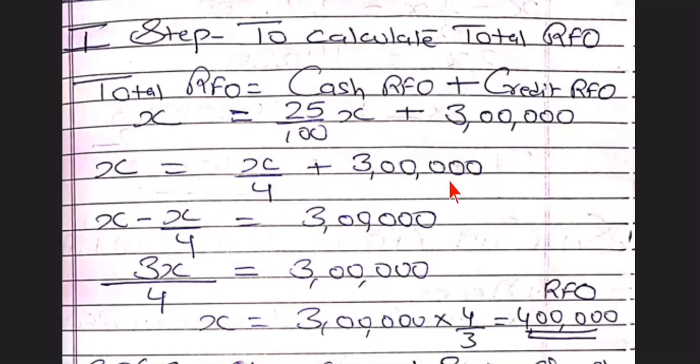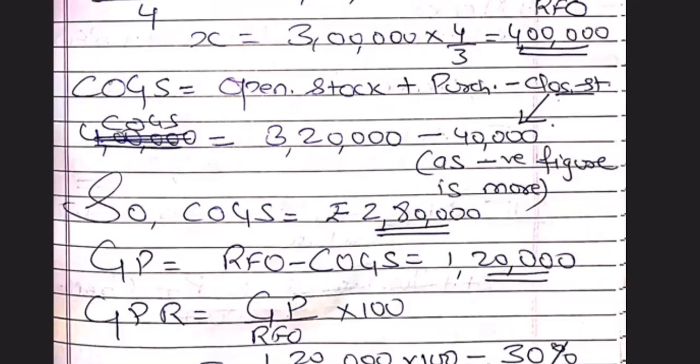So now solving this equation, we will calculate what? The value of RFO, that is 4 lakh. So the value of RFO comes to be rupees 4 lakh. Fine. So then again see this. By putting the formula of total RFO, cash plus credit, we have calculated, and cash sales is what? Total 25% of total RFO. So by putting X as total RFO, we have calculated the value of X, which is 4 lakh rupees.